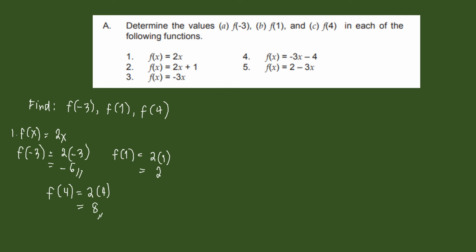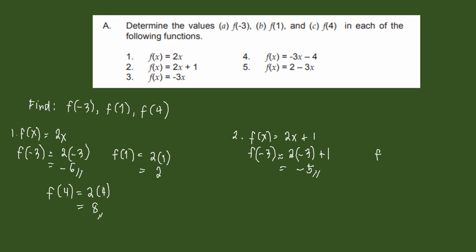Next, for number 2, let us have f of x is equal to 2x plus 1. So again, we're looking for f of negative 3. That means all the x will be negative 3. So 2 times negative 3 plus 1. I have here negative 6 plus 1, that is negative 5.